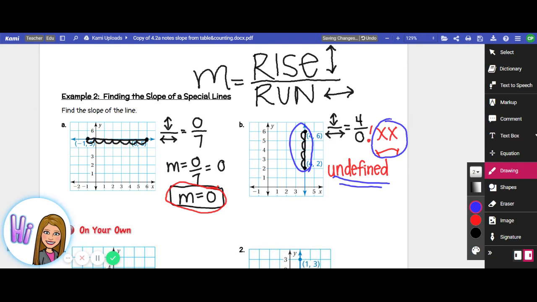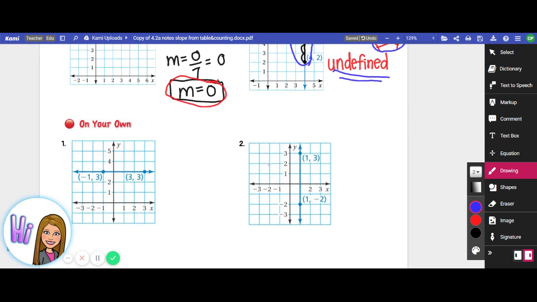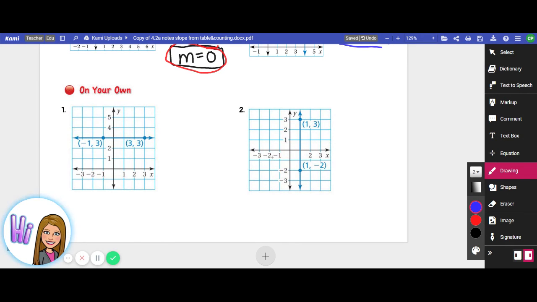So go ahead and try number 1 and 2 on your own. I don't think they'll be too difficult. And be sure to turn in your notes when you are all finished so you can get credit for them.